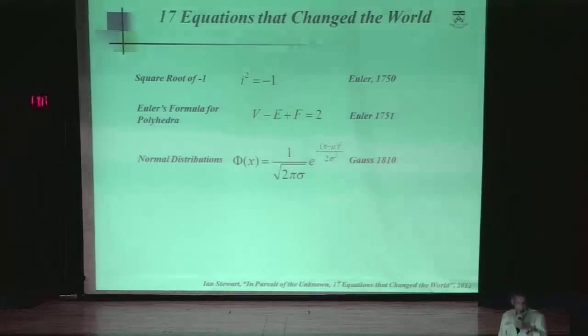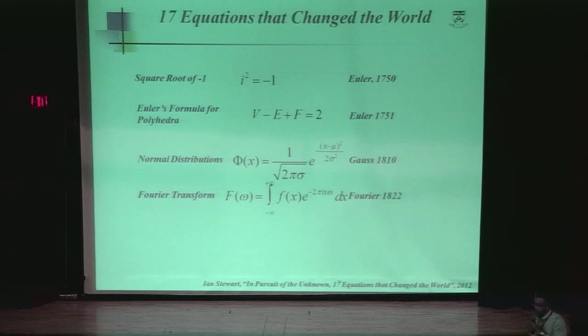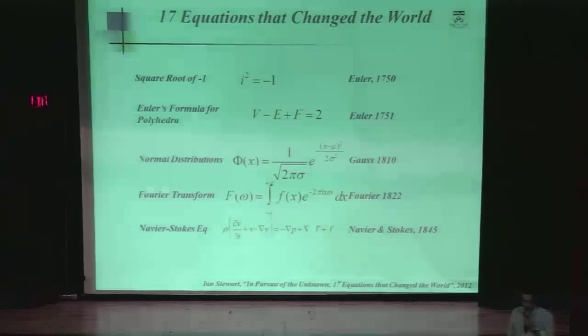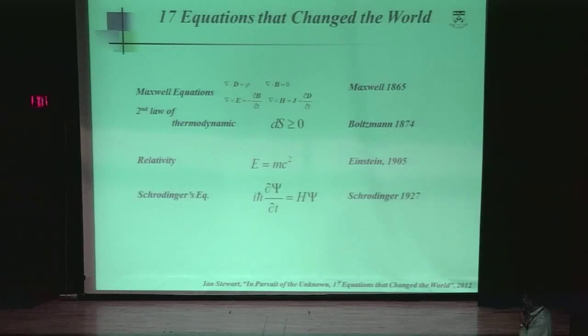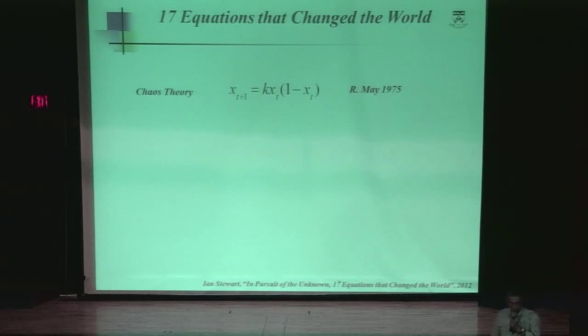Normal distribution by Gauss. Fourier transform, obviously. Navier-Stokes equations. Actually, the Navier-Stokes equation was introduced before our beloved Maxwell's equation, in 1865. Second law of thermodynamics by Boltzmann. Relativity by Einstein. Schrödinger equation, now we're coming to the 20th century. Information theory by Claude Shannon. Chaos theory by Robert May. And the 17th one, the Black-Scholes equation for financial derivatives. Market, we are close to Wall Street. So this would be in 1990.